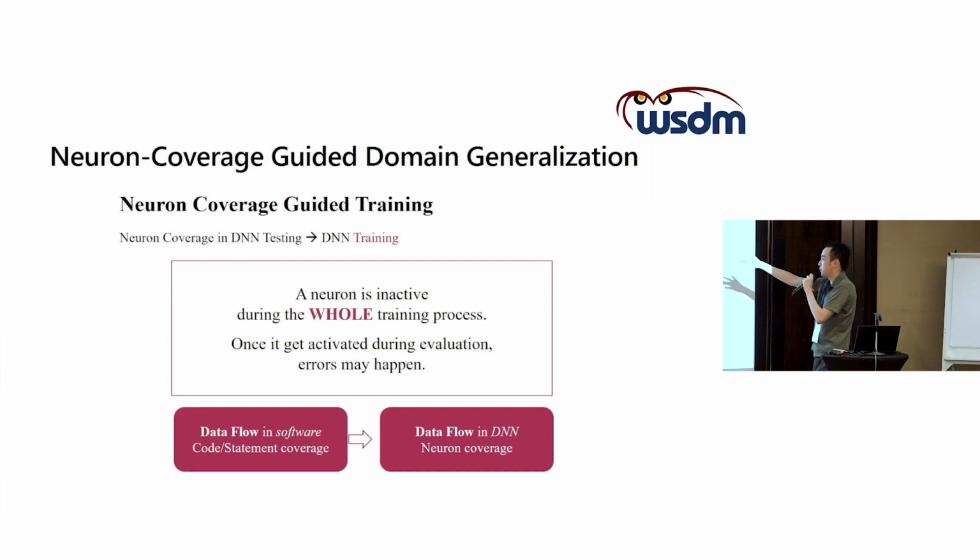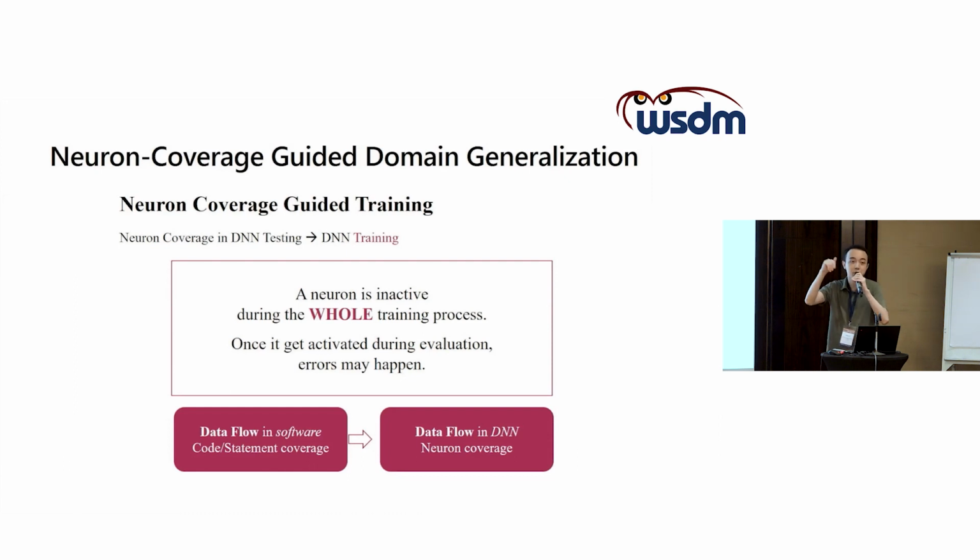So we can see that a neuron is inactive during the whole training process, but during the evaluation this neuron gets activated, so we have an error like that. Now we want to analyze this domain generalization from the perspective of software system engineering. So how do we tackle this problem? The idea is quite straightforward.